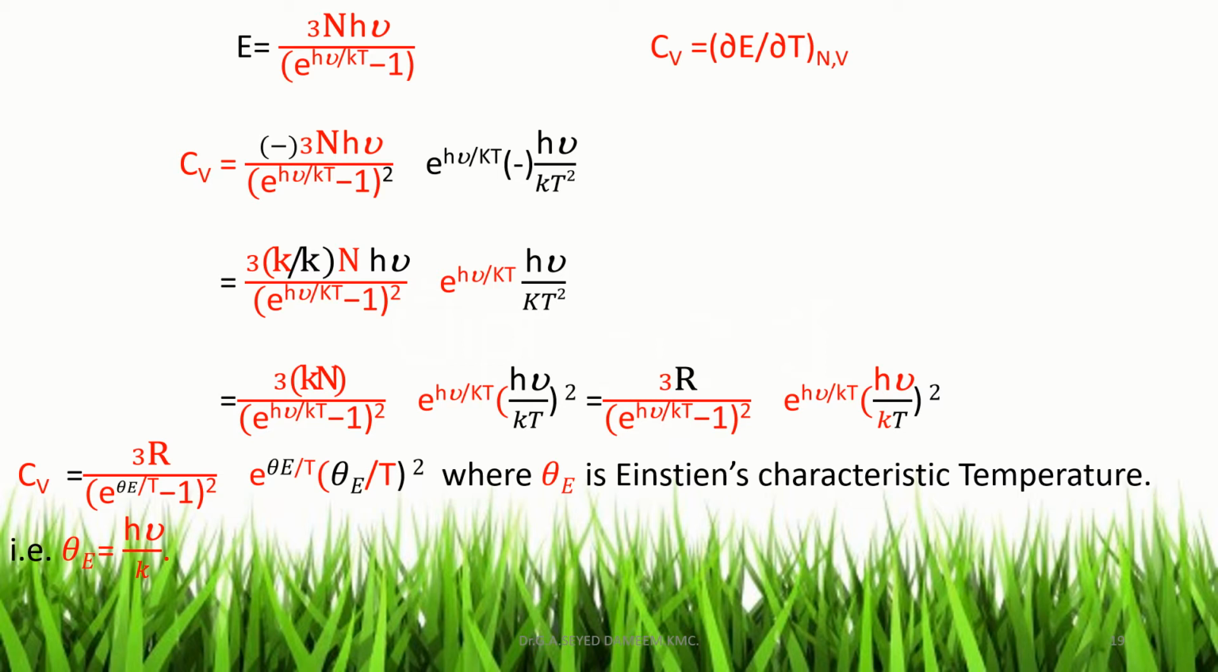Now on substituting h nu by k as theta E, that is Einstein's characteristic temperature, we get another equation, that is Cv is equal to 3R divided by e power theta E by T minus 1 whole square, and the numerator e power theta E by T and theta E by T whole square. Now this equation is called Einstein's heat capacity equation.